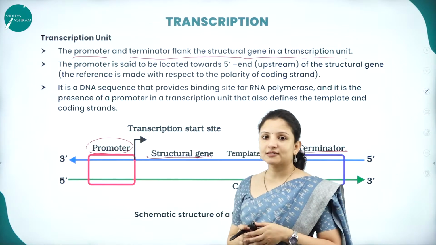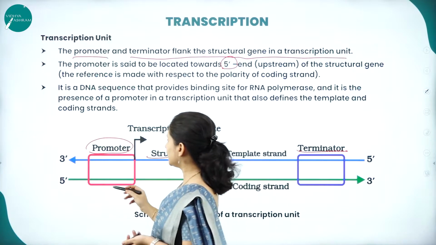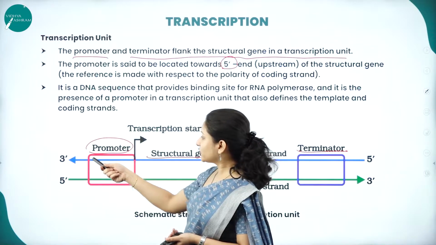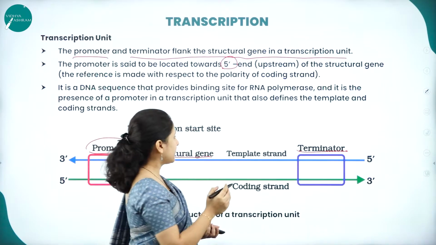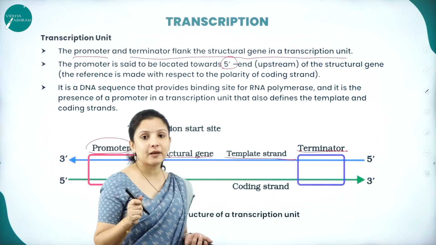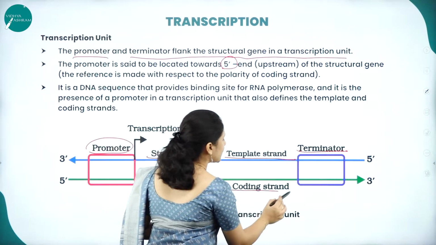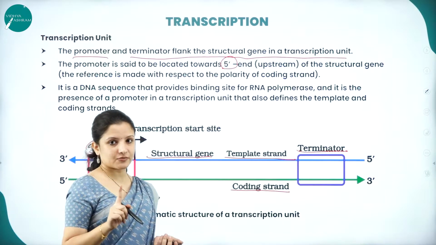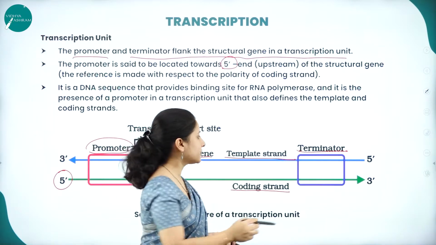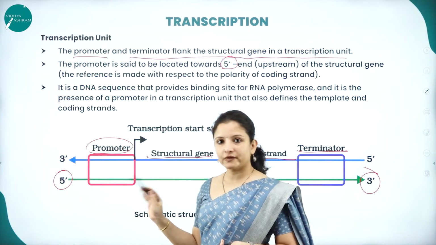And the promoter is said to be located towards the 5' end. If you can see here, promoter. Don't consider this strand. Why am I not considering this strand? Because this 3' to 5' strand is the template strand, which will not participate in transcription. Which one will participate in transcription? It is only the coding strand that participates in transcription. So I have to consider these two ends, the 5' end and the 3' end here. Don't worry about the template strand. That is not at all needed here. So we'll just forget about it.